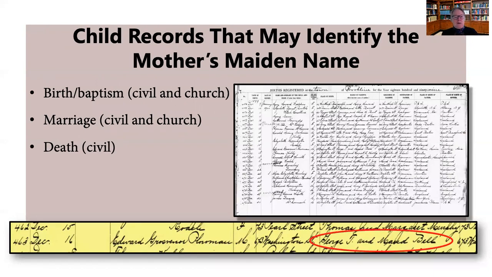Now, let's look at child records that may identify the mother's maiden name. First, keep in mind that record-keeping practices do vary by time and location. So while birth, baptism, marriage, and death records of the children may capture the maiden name, it depends on the time period and the location. This is the birth record on December 16th, 1899, of Edward Grosvenor Plowman, my grandfather. And it mentions his mother by her maiden name, Maud Bell.